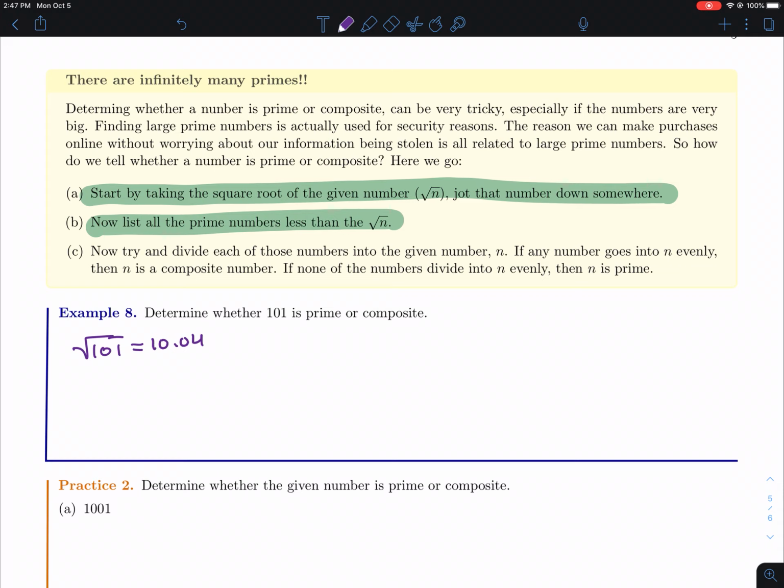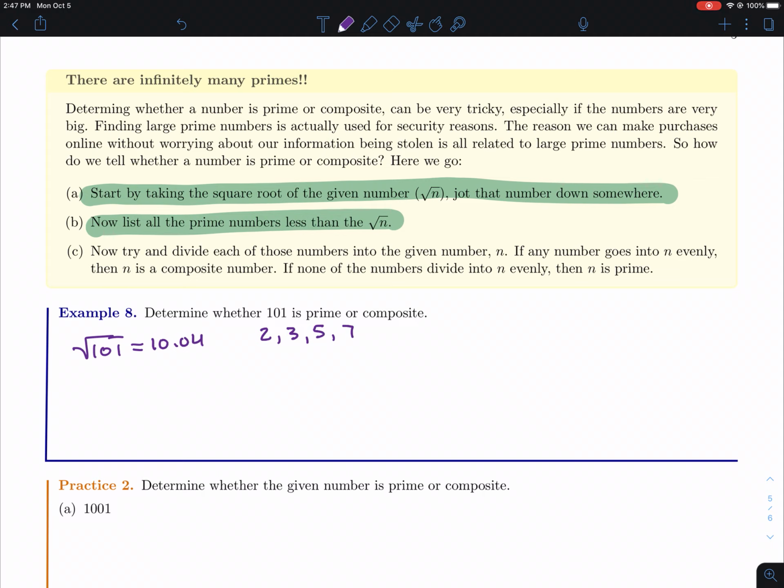And so what I want to do is list all the prime numbers less than 10.04. If we remember on our chart, there should be 2, 3, 5, 7, and that should be it. Those should be the only ones. And now what we want to do is divide each one of these numbers in and see if any of them divide in evenly.